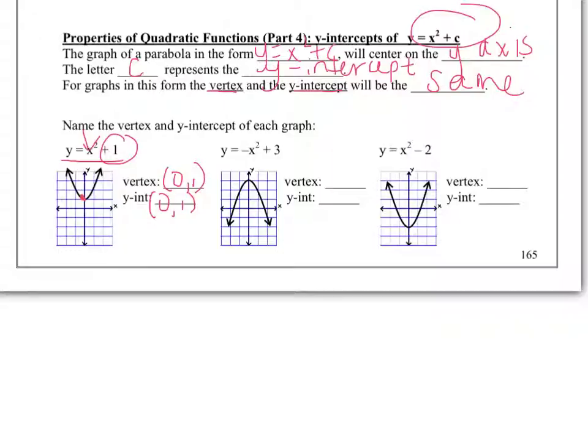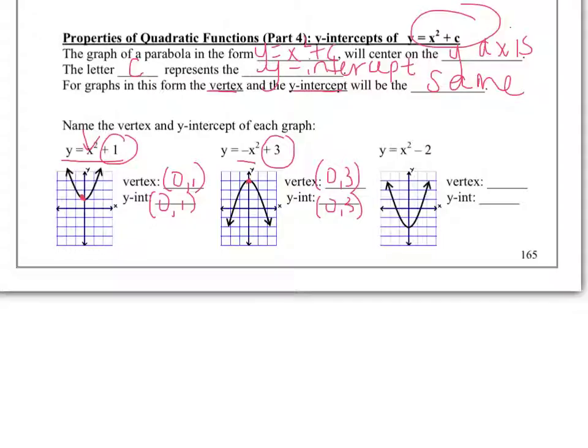Okay, so we see that the x squared here is positive, so we know that it's opening up and we're rising up 1. Okay? In number 2, we see that it's a negative x squared, which is why the parabola is facing down. And then the plus 3 represents our y-intercept, so we're going to rise up 3. So the point here, the vertex is at 0, 3, and the y-intercept is at 0, 3 as well.